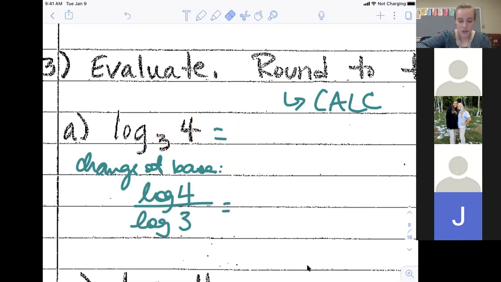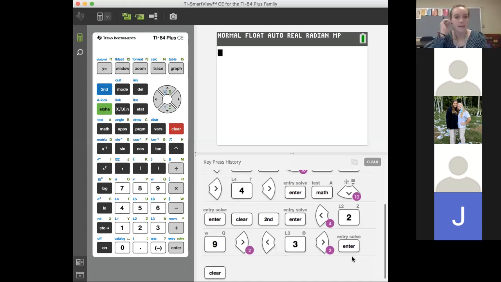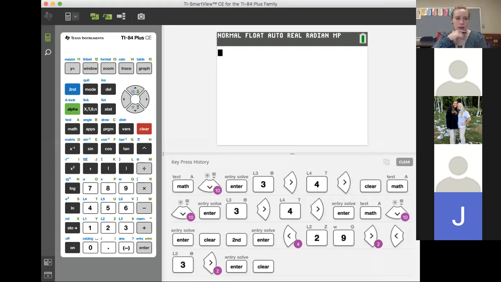So I'm going to stop my share. I'm going to get my calculator up. I would highly suggest you use your calculator, or you at least follow along with what I'm doing, because I guarantee this will be on the next quiz, test, whatever we do. Okay. I think you guys can all see my calculator.